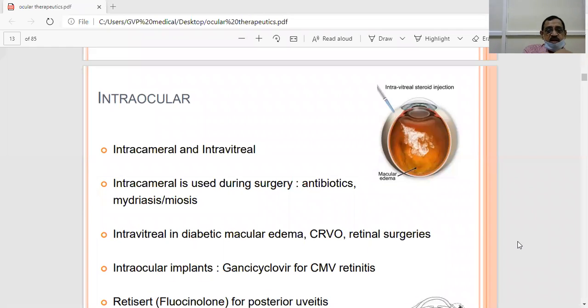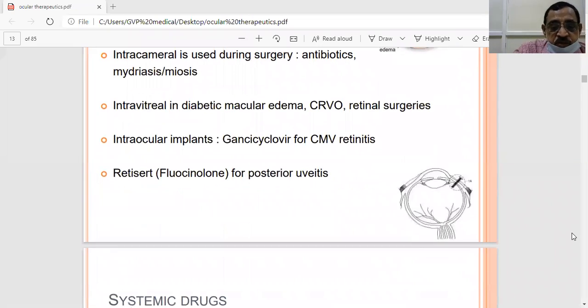Okay, intravitreal in diabetic edema. Intravitreal steroids can be given in diabetic edema, and we can give Avastin or Lucentis. All these anti-VEGF agents are substitutes for central retinal vein occlusion, and also in retinal surgeries we have some other ocular medications which we inject. Intraocular implants include ganciclovir for CMV retinitis, and Retisert, a fluocinolone implant, which we use in case of posterior uveitis.